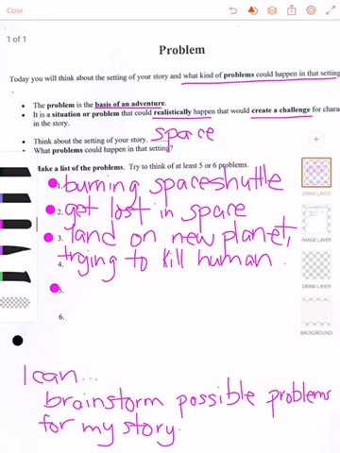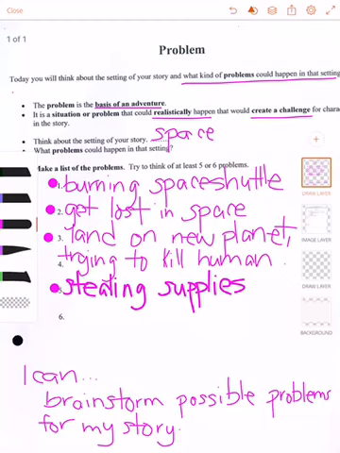And maybe there's a thief on board and someone is stealing all the supplies. It's like a mystery, right? Your adventure kind of becomes a mystery of trying to figure out who is stealing all the supplies. Okay, so we can say that. Stealing supplies, and they have to find out who the thief is.